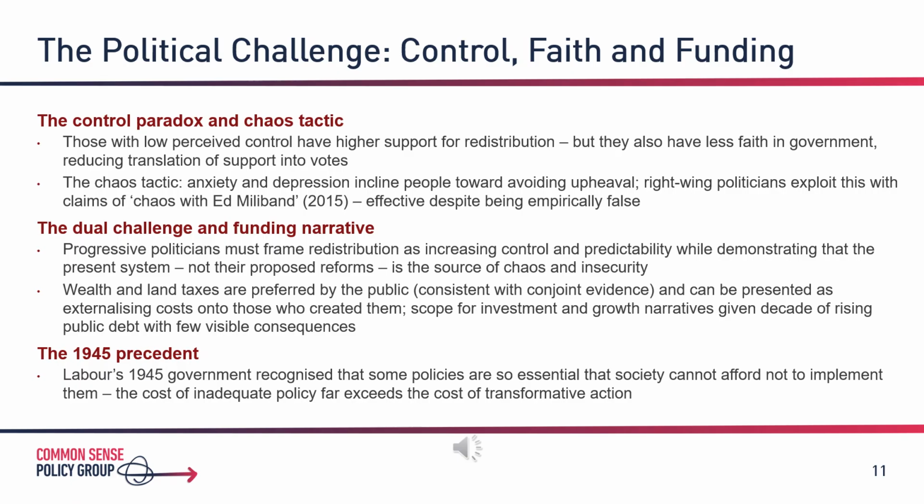Rather than accepting the framing in which change equals chaos and continuity equals stability, progressive politicians should establish that the current system is the source of insecurity, unpredictability, and chaos in people's lives, and that redistribution is the means of achieving the control and stability voters are seeking. This is not a dishonest framing, it is an accurate one. A welfare system that can sanction claimants at short notice, that requires repeated assessment of disability in ways experienced as humiliating and uncertain, and that leaves millions in precarious employment with unpredictable income, is objectively chaotic for those who depend on it.